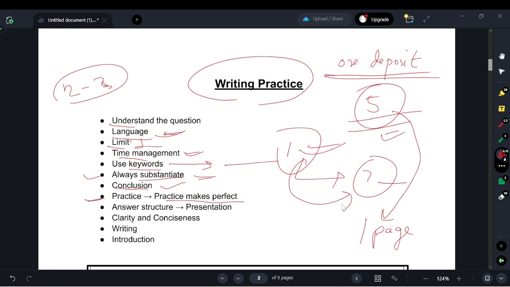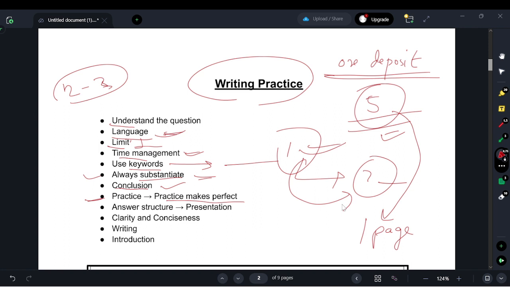We all know everything, but you have to understand that knowing and writing are two different things. Many of you know everything, but you are not able to present that in an answer sheet. So there is no going back. You have to understand and learn how to write that.